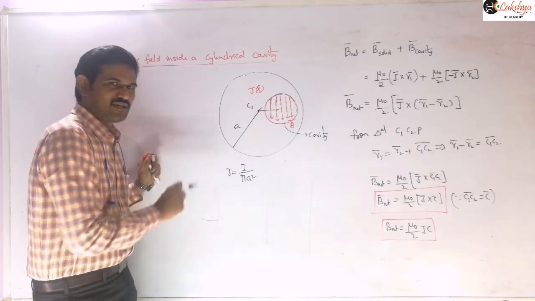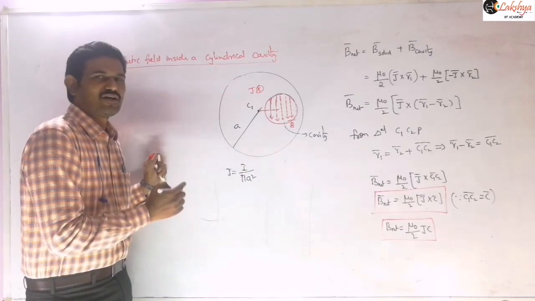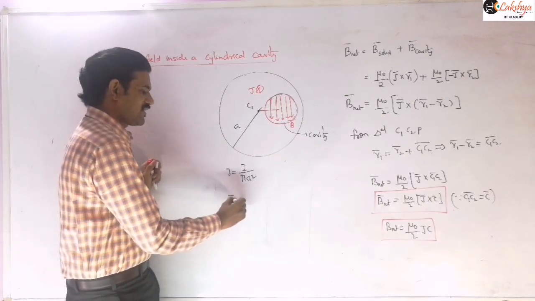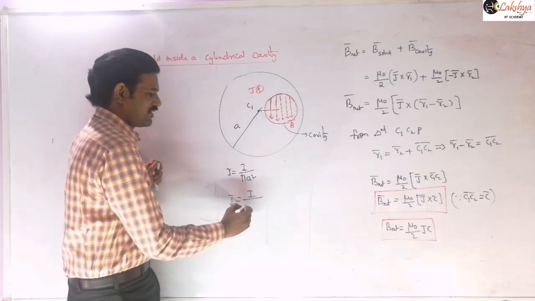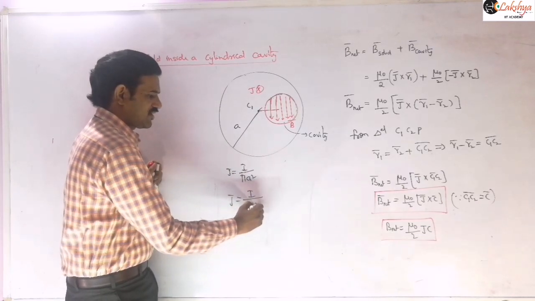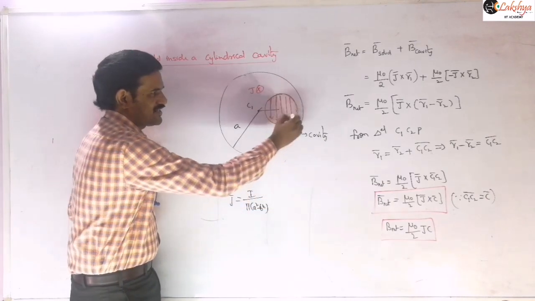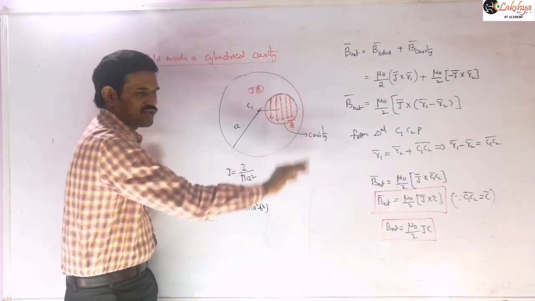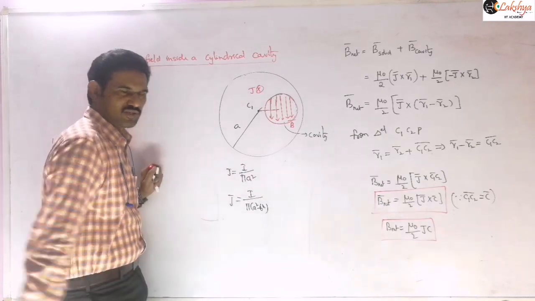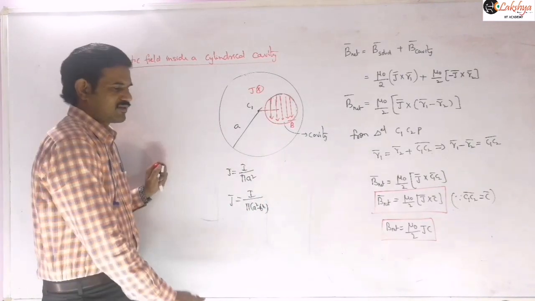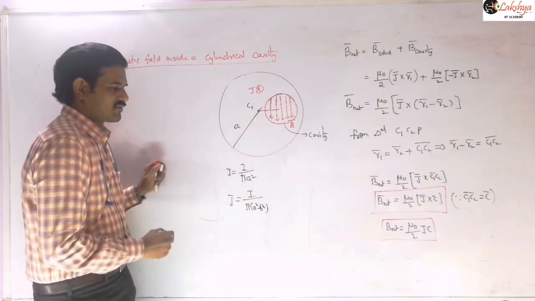If I is the current flowing through the conductor after making that cavity, then this J value is defined by I by pi into a square minus b square. Because now this area is already a cavity, that area we need to remove. So I am subtracting pi b square there. Then this will be the current density.